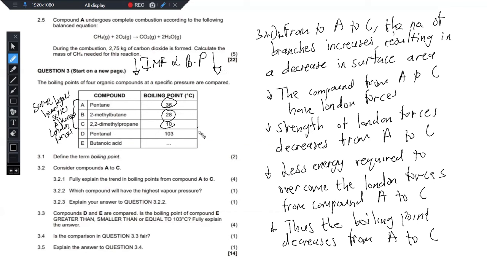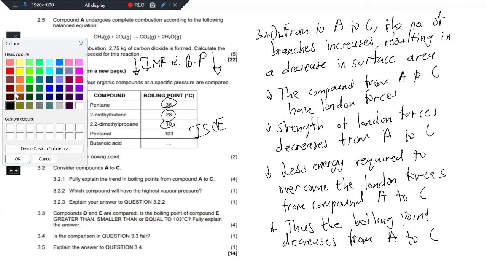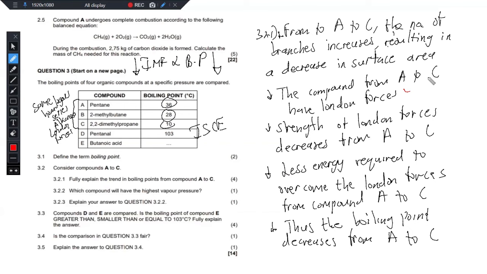So note that the ISCE method, we have that. We have identified that these compounds have London forces. We have spoken about the structure by saying from A to C, the number of branches increases, resulting in a decrease in surface area. Then we did mention the strength of London forces decreases from A to C. And then we have spoken about energy, less energy required to overcome the London forces from compound A to C, right? That's the boiling point decreases from A to C. That's it, 4 marks.